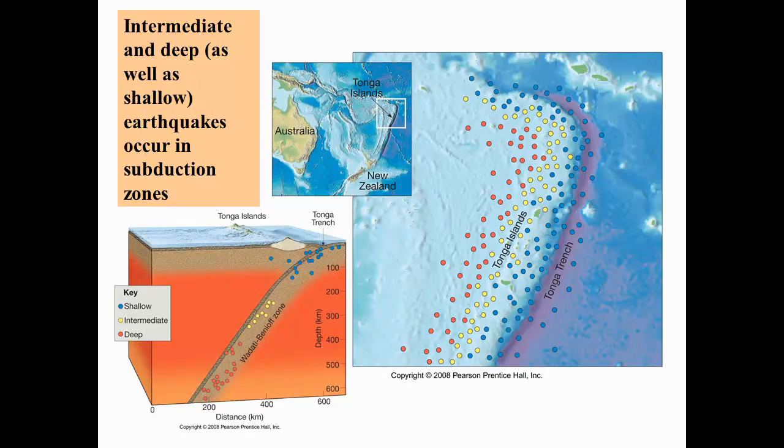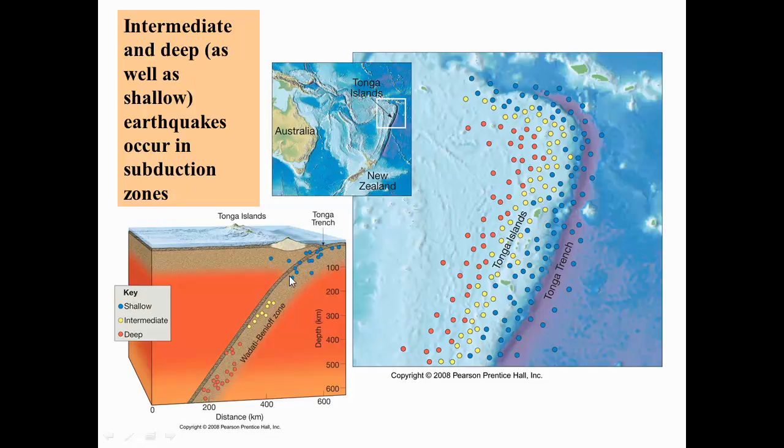Now, intermediate and deep as well as shallow earthquakes occur within subduction zones. This particular convergent plate boundary occurs along the Tonga Islands east of Australia. And if you look at the lower left-hand corner block diagram, we see the shallow earthquakes near the surface plotted as blue dots, the intermediate earthquakes plotted as yellow dots, and the deep earthquakes plotted as red dots.